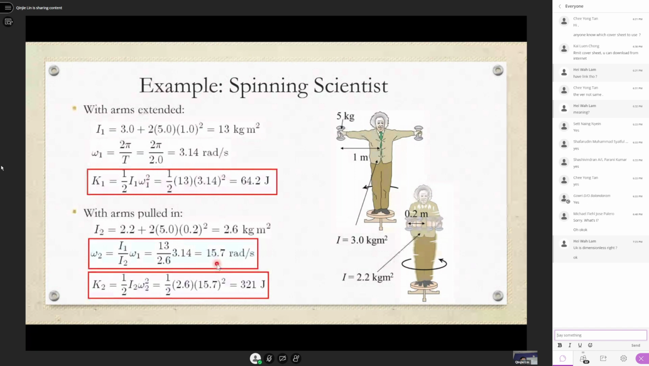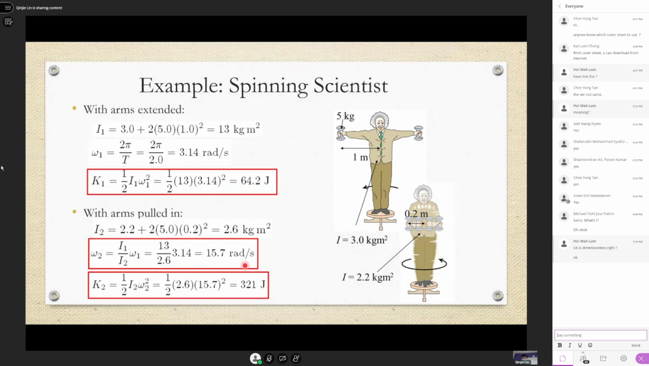It doesn't look very intuitive, right? But this is what's going to happen. Because of conservation of angular momentum, if you have a lot of mass outside, you have a very high moment of inertia. You bring the mass closer to you, and your moment of inertia decreases. Because your angular momentum must be conserved, you will have no choice but to increase your omega. You have to speed up a lot to compensate for that.